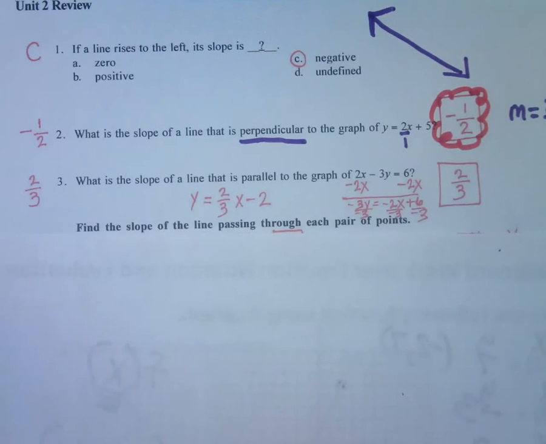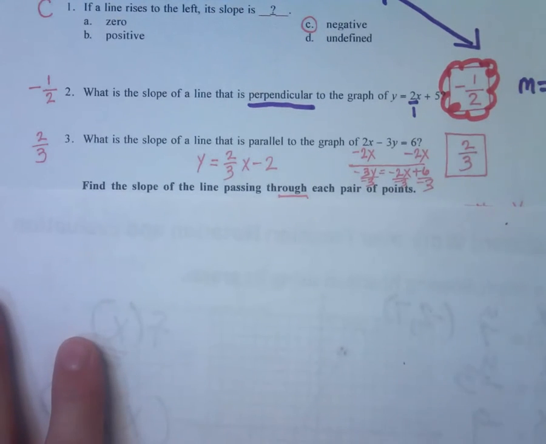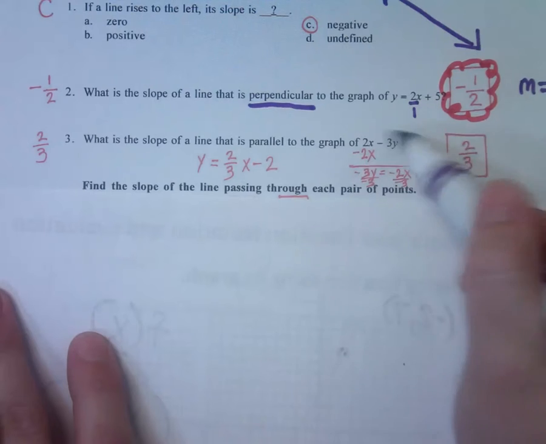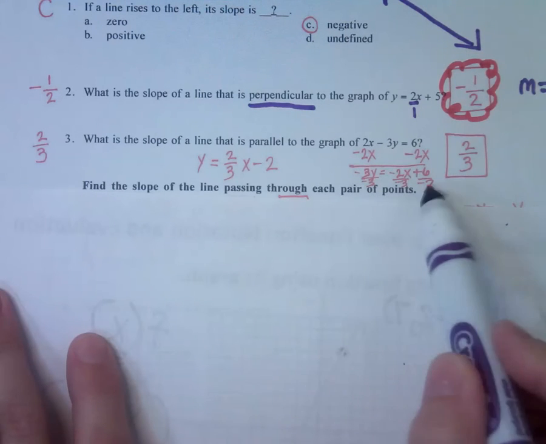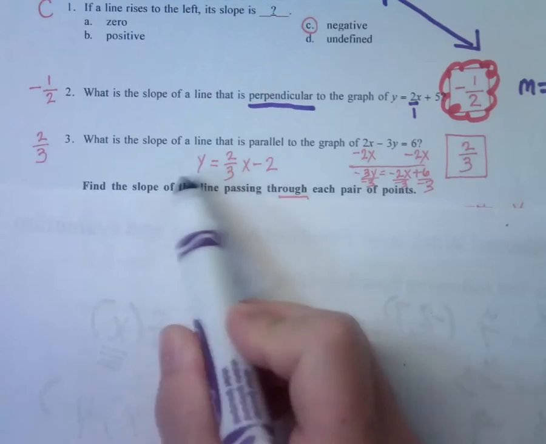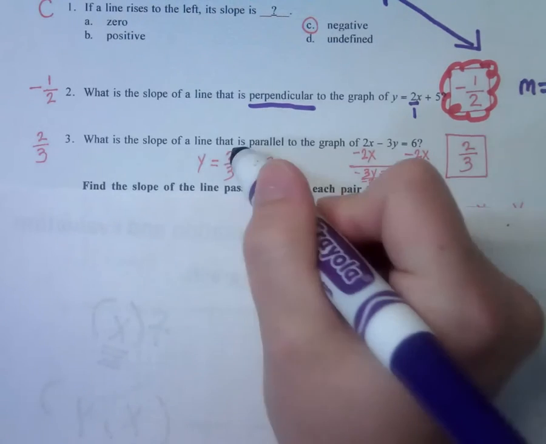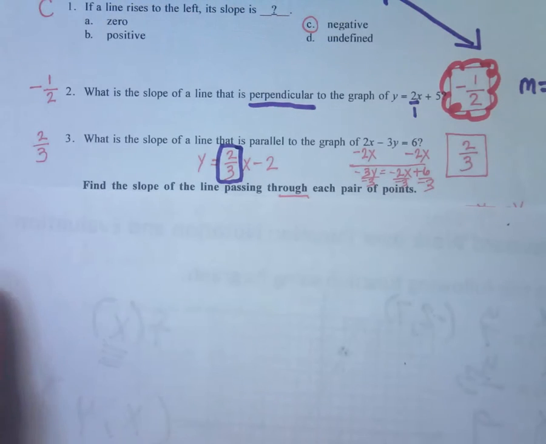Okay, number 3. What is the slope of a line that's parallel to the graph of 2x minus 3y equals 6? Well, you need to put this in slope-intercept form first. So we subtract the 2x from both sides. We divide everything by negative 3. Once we do that, we get this equation, y equals 2/3 x minus 2. And then I know that the slope is 2/3, because that's the number in front of the x.